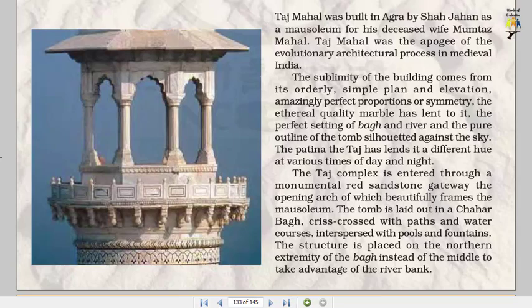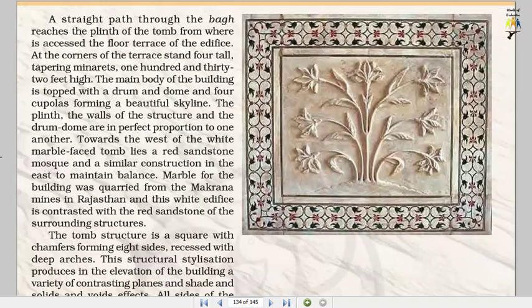The structure is placed on the northern extremity of the bagh instead of the middle to take advantage of the river bank. A straight path through the bagh reaches the plinth of the tomb from where is accessed the floor terrace of the edifice. At the corners of the terrace stand four tall, tapering minarets, 132 feet high.